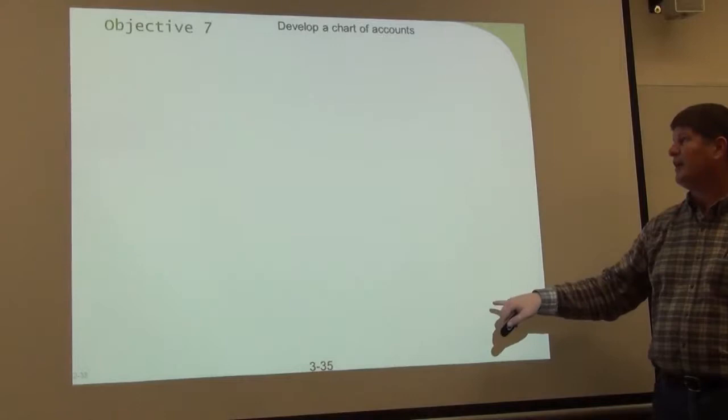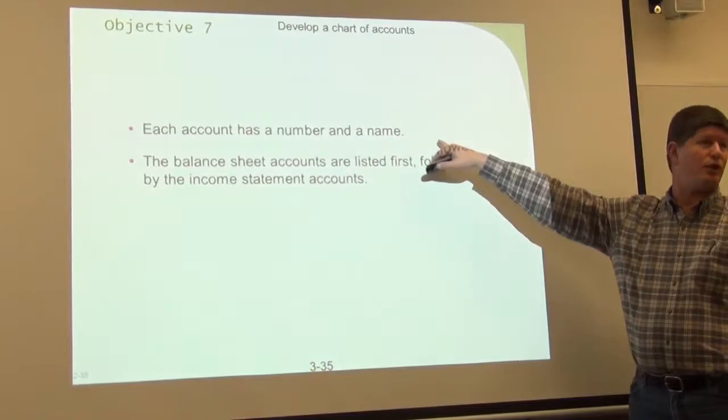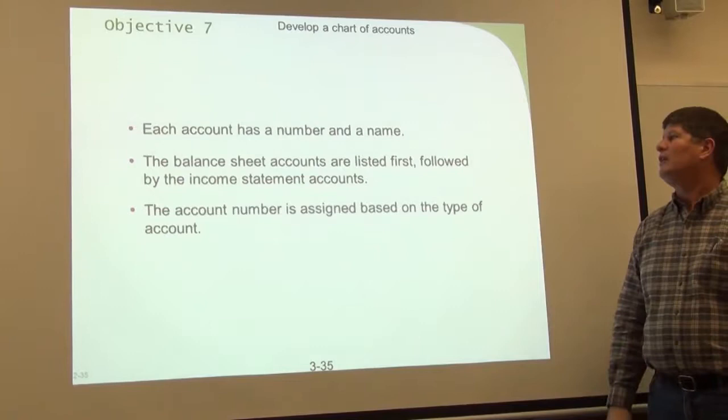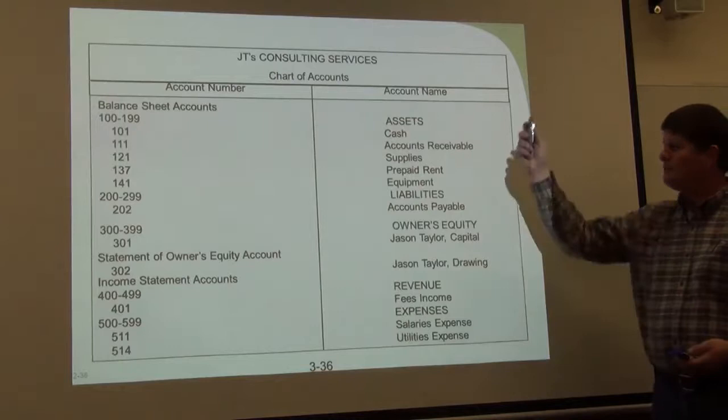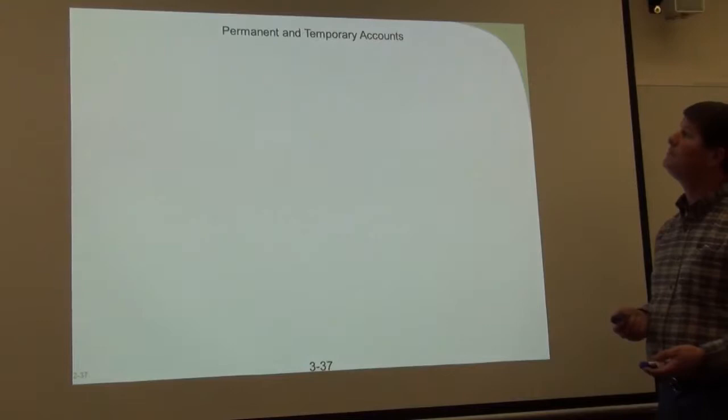Every account has a number and a name. That's your chart of accounts, right? Balance sheets first: assets first, liability second, equity third, revenue, then expenses. All of your accounts are always in that order. Here's the chart of accounts. That's why I wanted to show it to you earlier, because we ended up using it. All right.